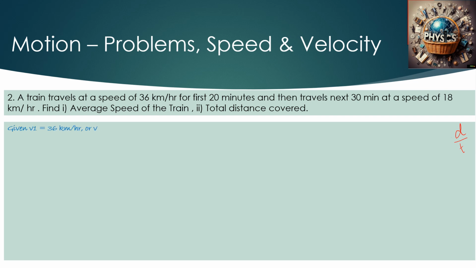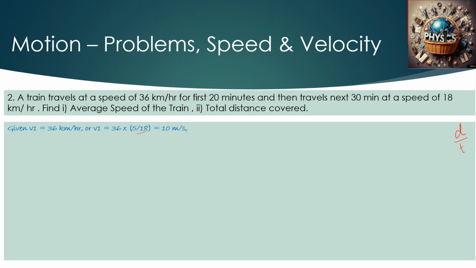So v1 is 36 km per hour. We should convert that into meters per second. The simplest way is to multiply it by 5 by 18 and we get 10 meters per second. The other way, the harder way, is 36 into 1000, as a kilometer is 1000 meters, divided by 3600, as an hour is 3600 seconds, which also gives you the same factor, nothing but 5 by 18. So it's always easy, the simplest way is to just multiply it and then you get meters per second.